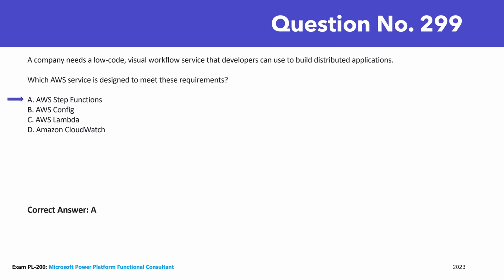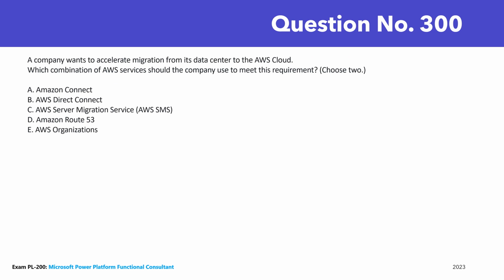A company wants to accelerate migration from its data center to the AWS Cloud. Which combination of AWS services should the company use to meet this requirement? Choose two. A. Amazon Connect. B. AWS Direct Connect. C. AWS Server Migration Service, AWS SMS. D. Amazon Route 53. E. AWS Organizations. Correct answer, B and C.